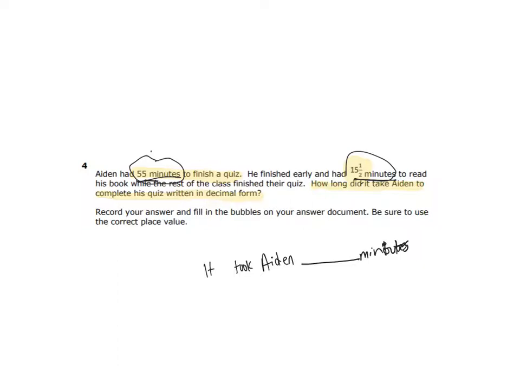But it says it needs the answer in decimal form, so I'm going to have to change this half to a decimal. So 15 point what? Well, there's 2 ways to know half. One, you could just know it. If you know what half a dollar is, and that's 50 cents, well, I know that 15.50 is 1/2.